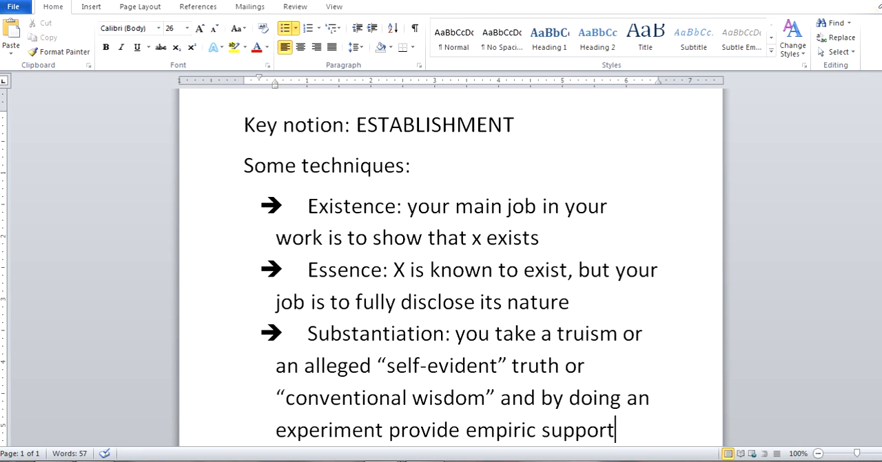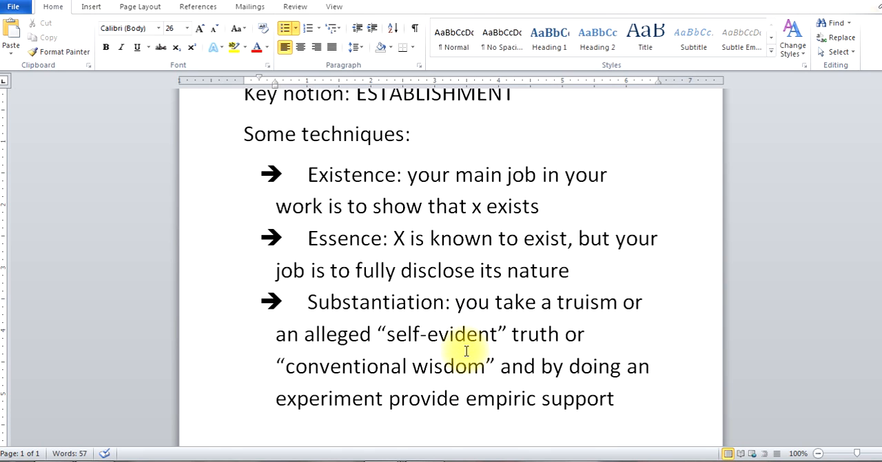Okay, so you back it up. By empiric support, I mean you've got numbers, you've got a result of an experiment or a survey that does show, yes indeed, as we thought, people do this or this does that. So with substantiation, you're really working with something that people already kind of know, they kind of believe, but no one has really shown the numbers that scientifically back it up, and you would be doing that. So that would be substantiation.